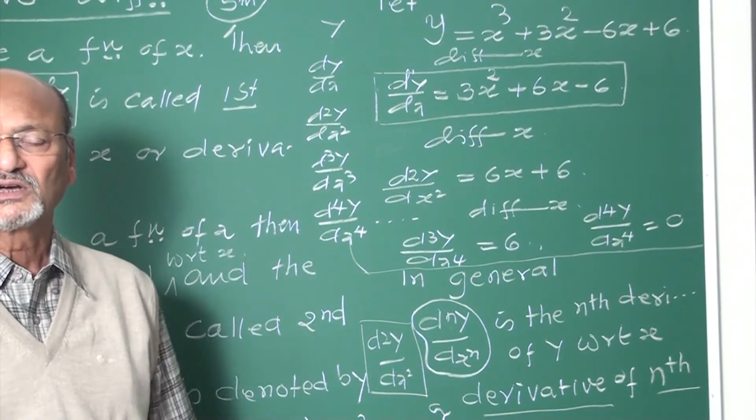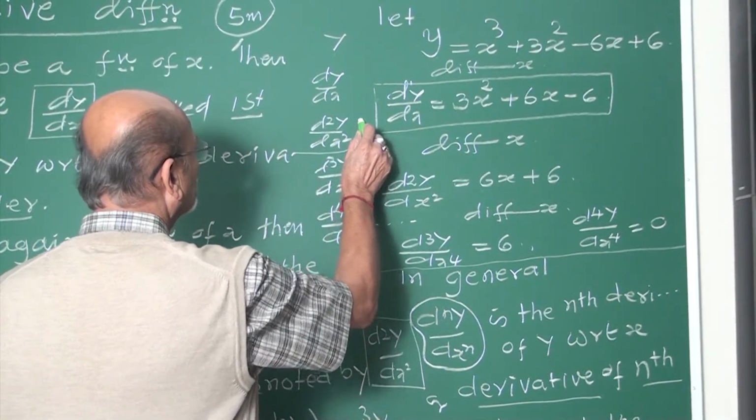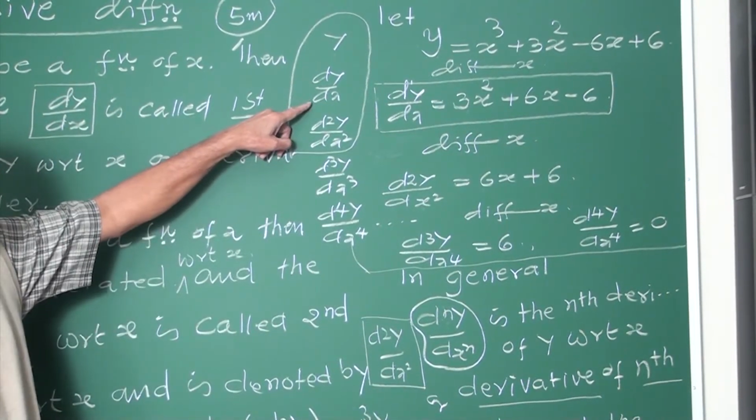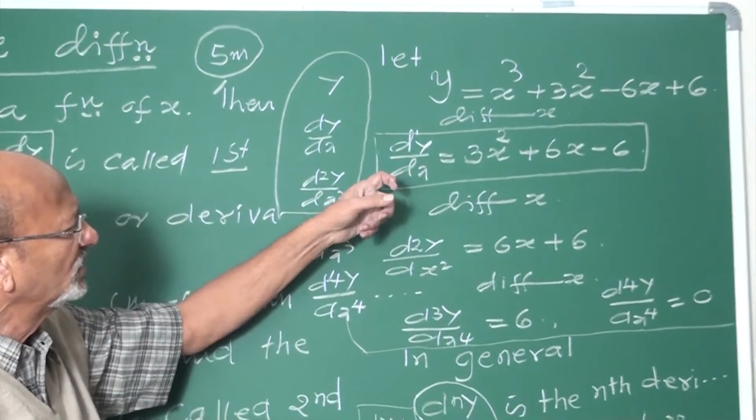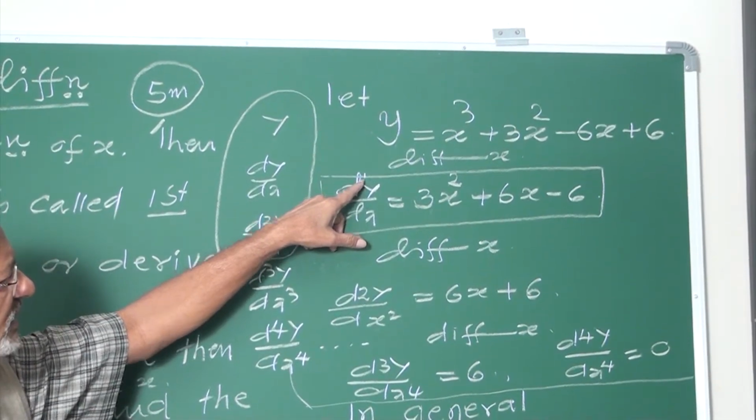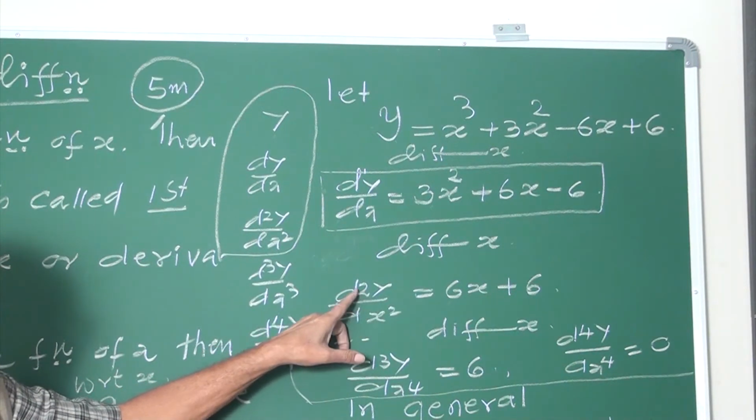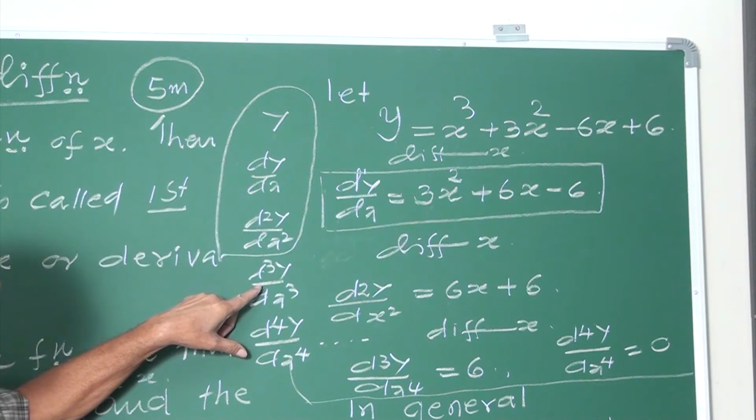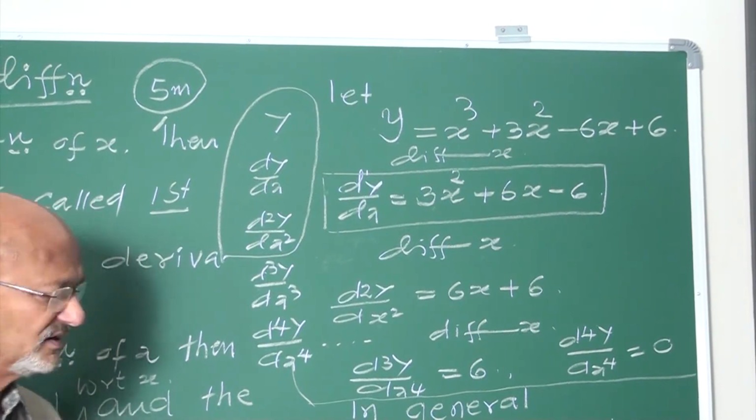For you, this year in PUC 2, you have only two, my friends: first derivative and second derivative. If y is a function of x, differentiating y with respect to x gives the first derivative. If you differentiate the first derivative again, it is the second derivative. The symbol is d2y by dx2, or d square y by dx square. Here you have only these two, not the others. I hope it is clear.